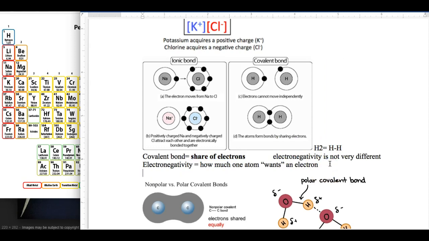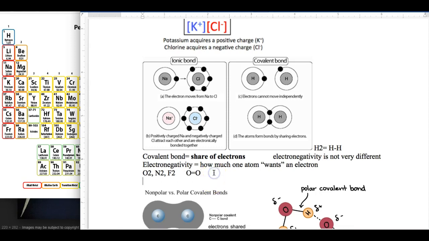So every time you see something like O2, N2, F2, where you have 2 or more of the same atom being bonded together, right? O2 is 2 oxygens bonded together, so they both want electrons to the same extent. So the only thing they could do is a share of electrons, okay? But you don't have to have 2 of the same atoms to have a covalent bond, because we have polar covalent and nonpolar covalent.